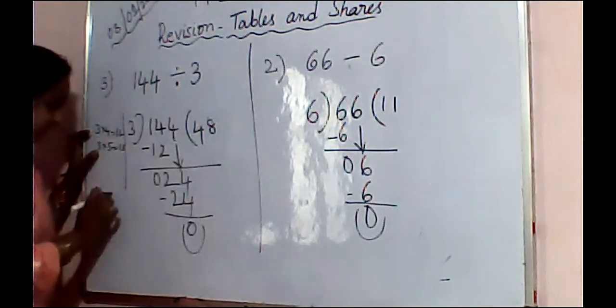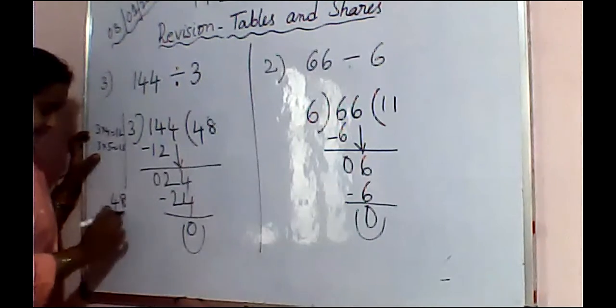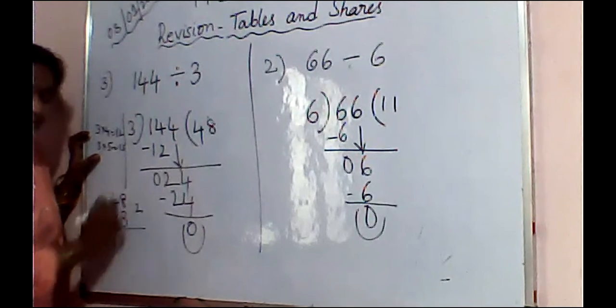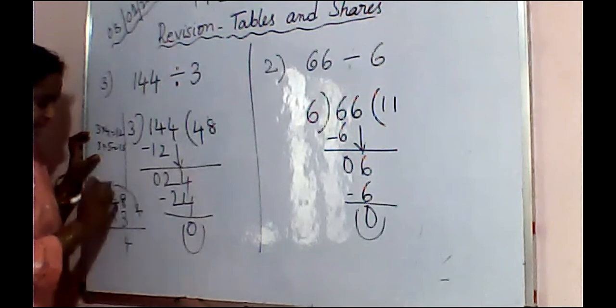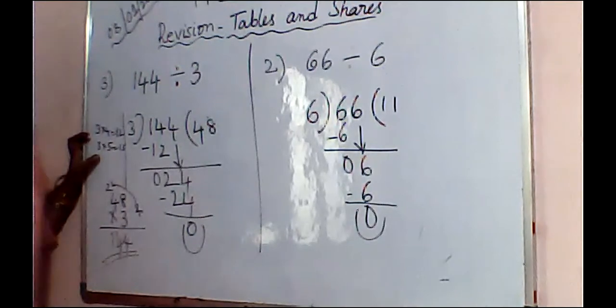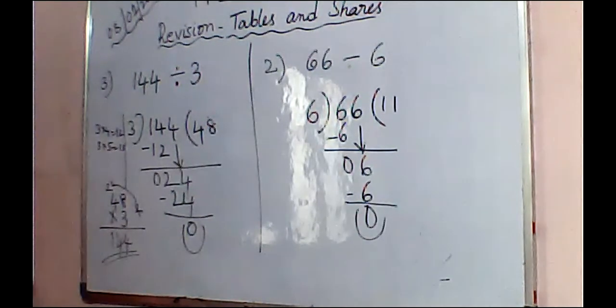We need to multiply these two. We have to multiply 48 and 3. 3 8s are 24. 2 carry forward. 3 fours are 12 plus 2, 14. So our answer is correct. Like this also we can check our answer, whether it is correct or wrong.